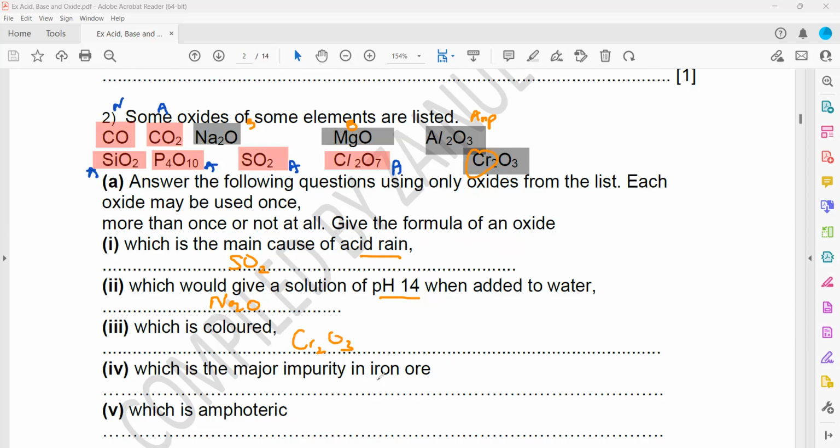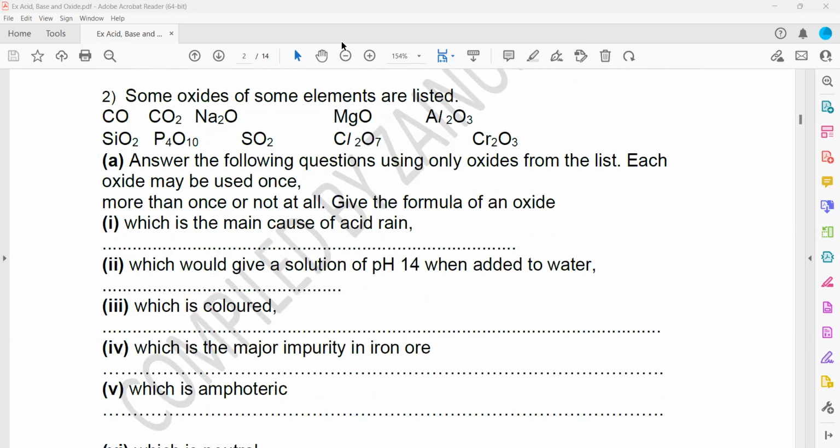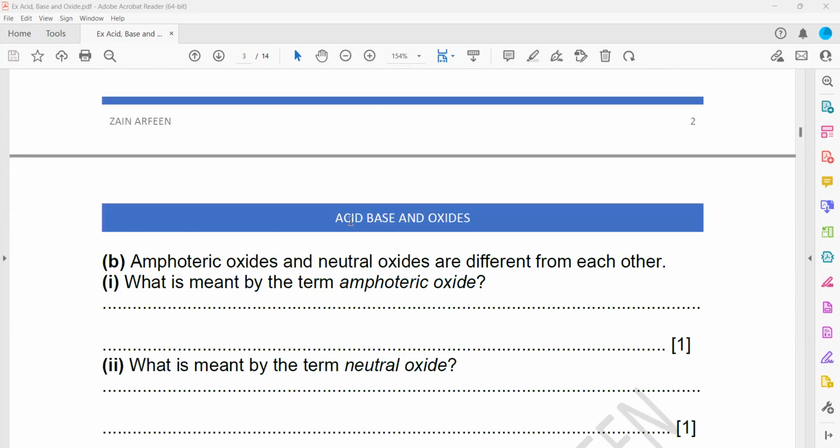What is the main impurity in iron ore? We'll discuss that in the metals topic, but in this case the answer is silicon oxide. Which is amphoteric? Amphoteric means it can react with both acid and alkali. That is aluminum oxide. And the last one, which is neutral: carbon monoxide is a neutral oxide.